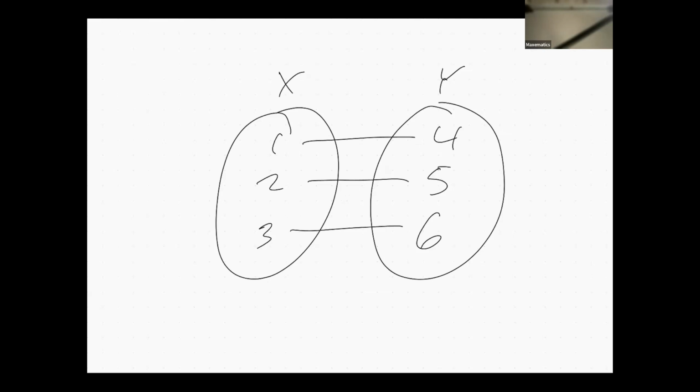It doesn't even need to be in that order, right? For example, 2 can go to 6 and 3 can go to 5. As long as every x is only used once and every y is only used once, this is a one-to-one function. So just wanted to show this off. Now we're going to get back to the presentation for the rest of the lecture.